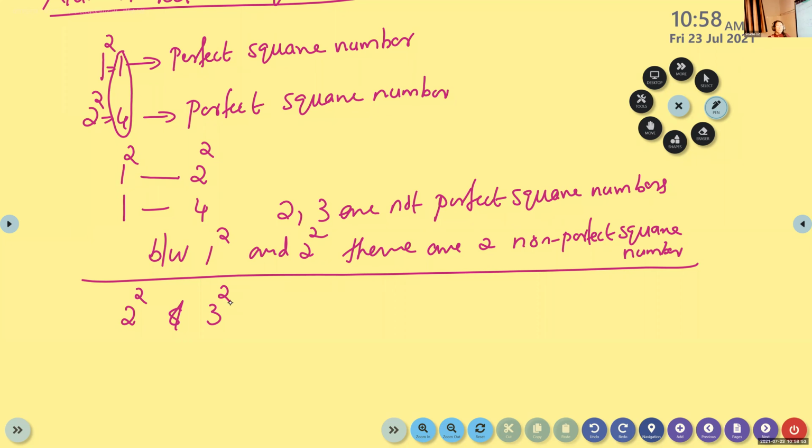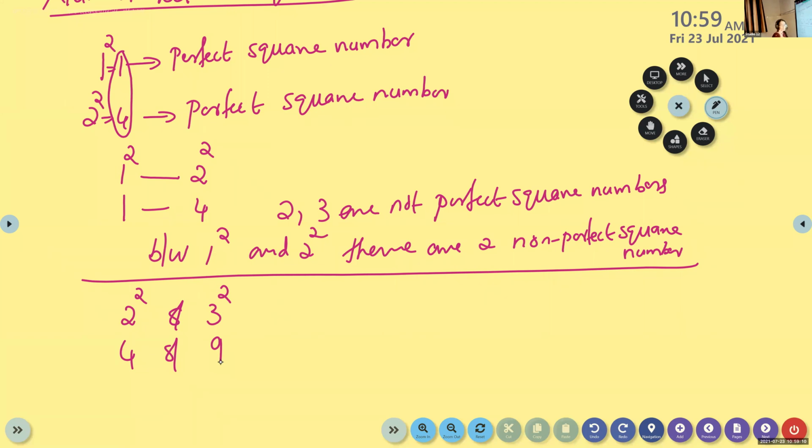Okay, we will discuss 2 square and 3 square. 2 square is 4, a square number. And 3 square is 9. 9 is also a square number.